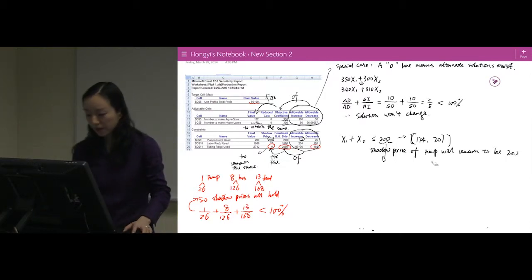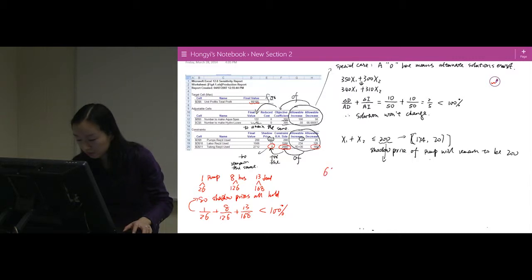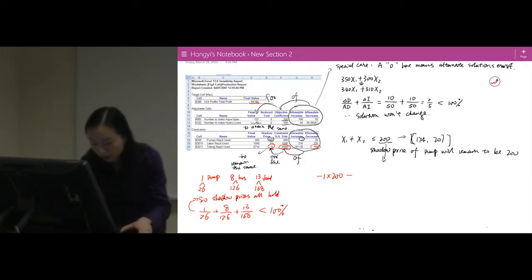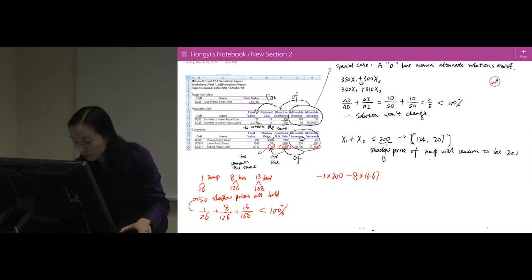Then we're going to look at the impact. Actually, we don't need to use this part. By taking away 1 pump, it's 1 multiplied by the shadow price, 200. Minus 8 hours multiplied by the shadow price, 16.67, which is shown as 17 here, rounded up. Minus 13 feet times the shadow price of 0. This gives us a value.